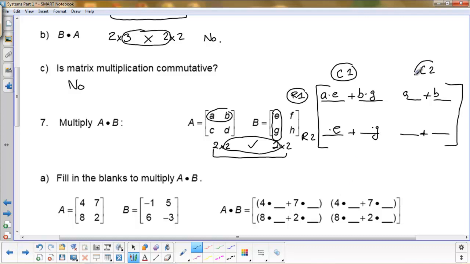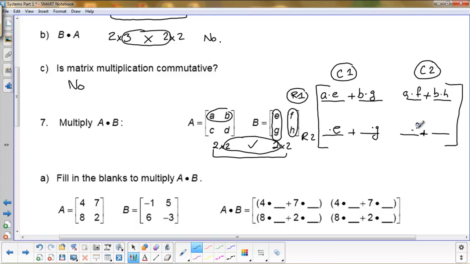Again, I'm in column 2. So I switched from rows to columns, so now I'm in the second matrix. This is column 2 of the second matrix. When I'm dealing with rows, I'm dealing with the first matrix. When I'm dealing with columns, I'm dealing with the second matrix. So in column 2, I will put in the values F and H.